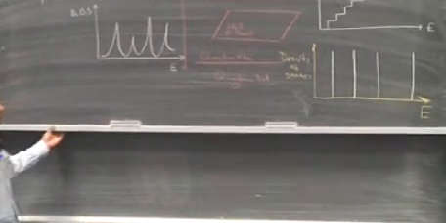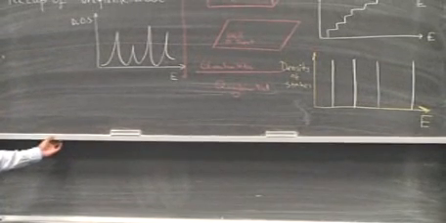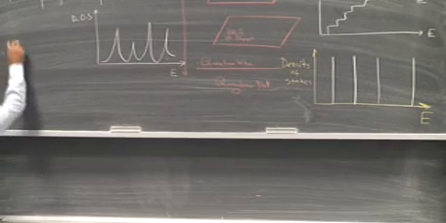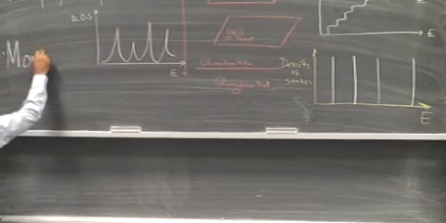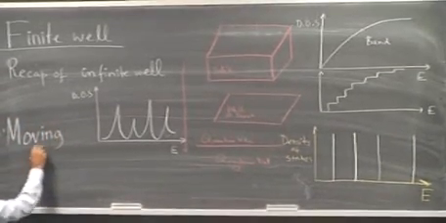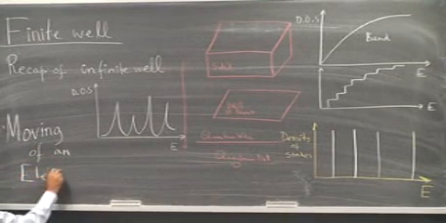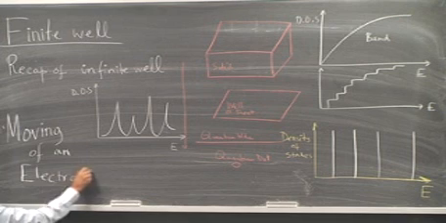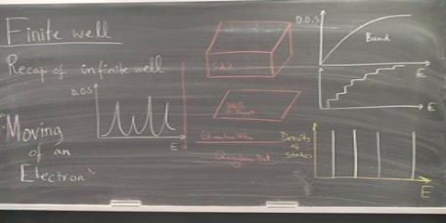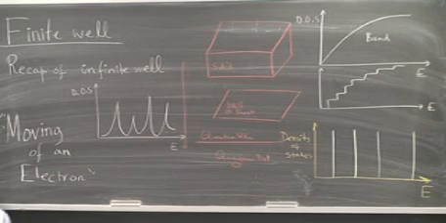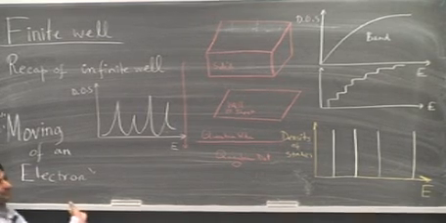Okay, so this fine student has asked a question and he's used the term moving of an electron. How does an electron move? Now the moving of an electron is not a very legitimate question to ask in quantum mechanics. Let me give you an example.